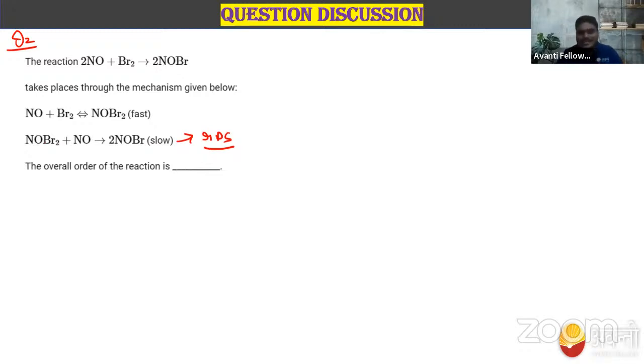We already discussed this thing in the previous class. The order of reaction is defined for the elementary steps only. And if complex steps are there, more than one step, then you need to identify which one is the RDS, that is the rate determining step. So out of this, which one is the slowest step? That is the second one. So someone is saying the overall order is 2.